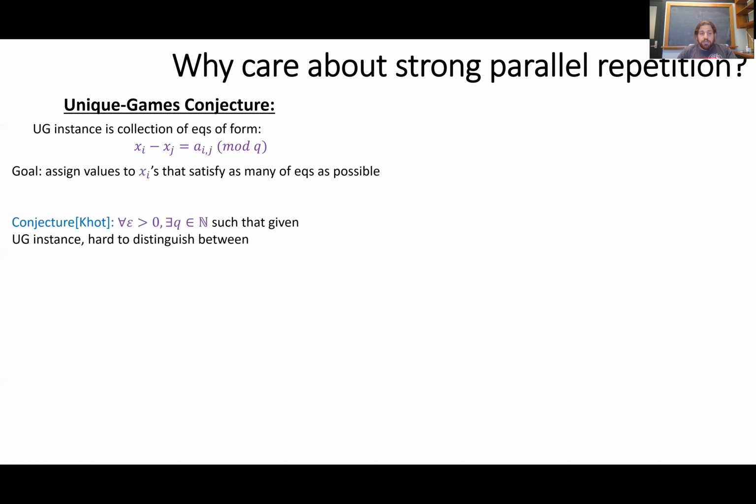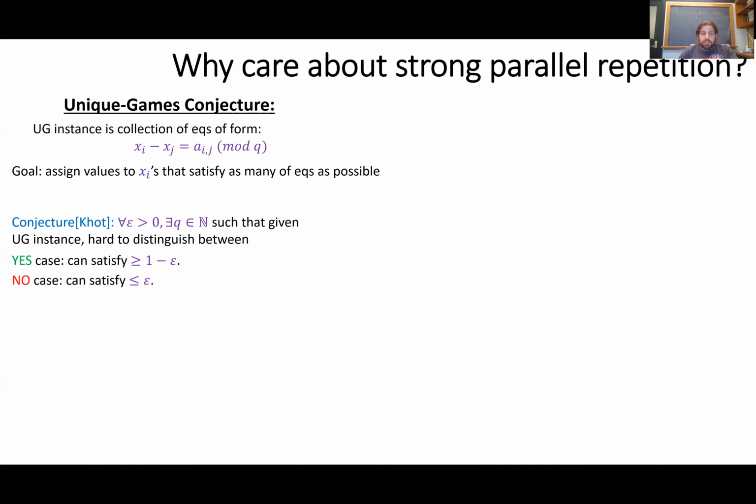And the conjecture made by Khot is that for every epsilon greater than 0, if you take a large enough field, it's hard to tell whether a given system of linear equations is at least 1 minus epsilon satisfiable or at most epsilon satisfiable.